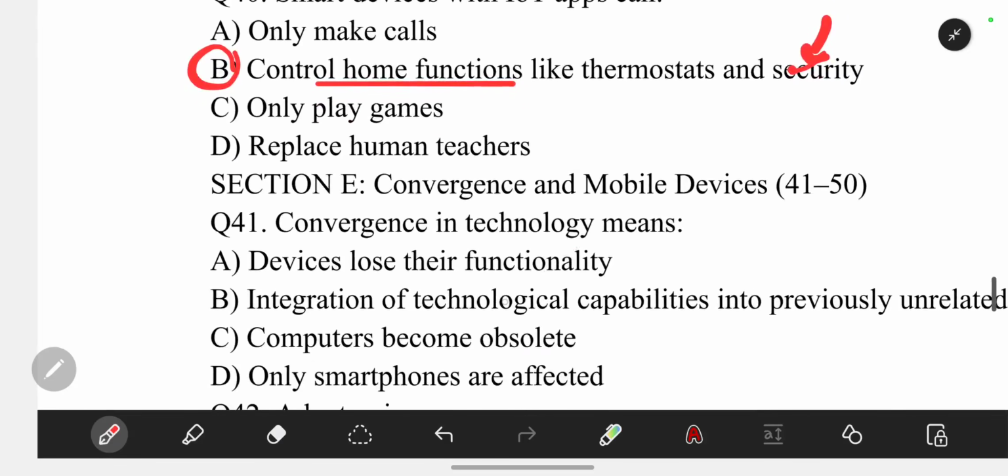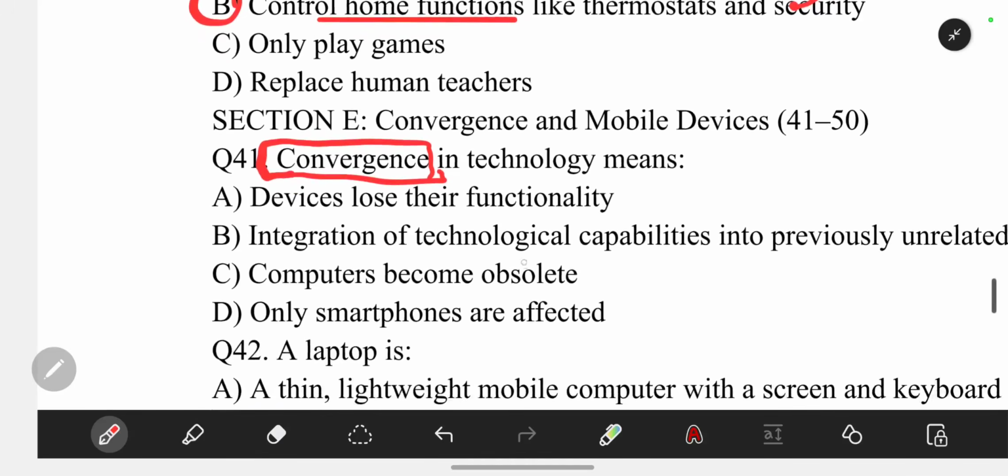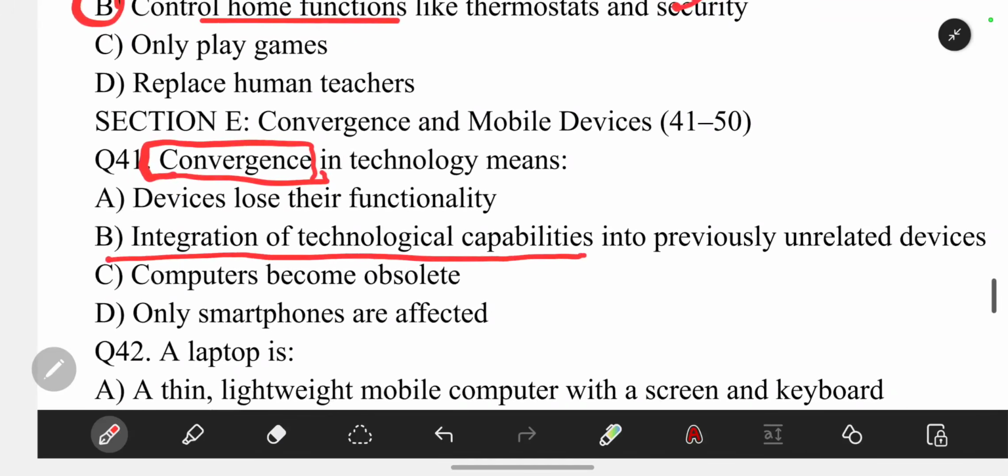Convergence in technology means, so convergence means to meet. So convergence in technology has to do with integration, meaning you are putting things together. Integration of technology capabilities into previously unrelated devices. Like for example, when a phone was created, a phone using the landline, it was just for calling.